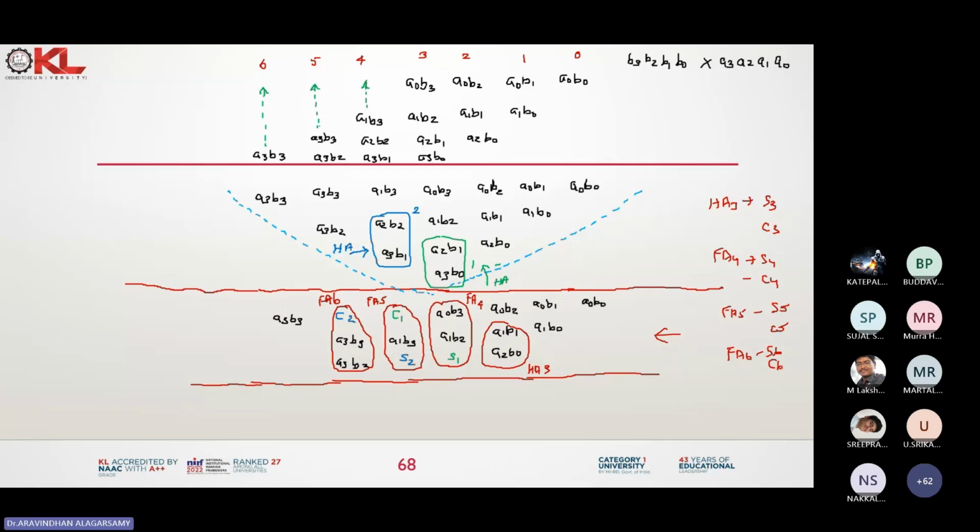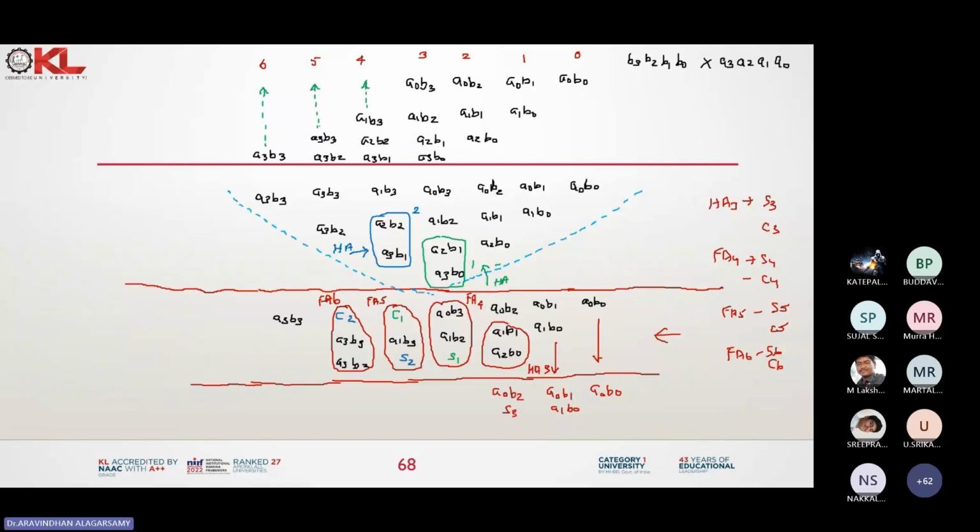If anyone is ready to tell me, you can tell it now. We can write as it is, yes or no? A0, B0. A0, B0. Very good. Then A0, B1 and A1, B0, as it is. Very good. Then A0, B2 and S3. Then A2, B0. Yes, very good.